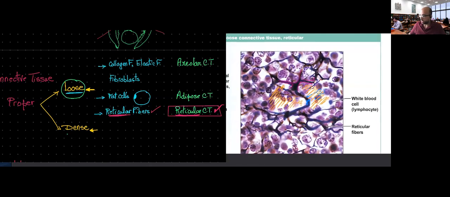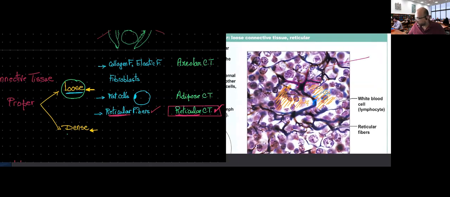All right, so again, on the exam, I will ask you, identify this fiber. What's going to be your answer? Reticular fiber. I'll ask you, identify this type of tissue. What's going to be your answer? It's a reticular connective tissue. Easy, easy.